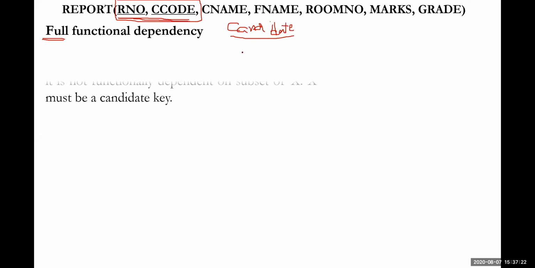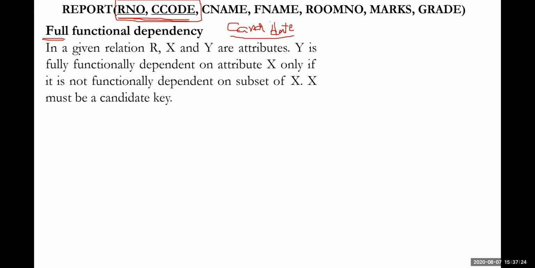Look at this. In a given relation, X and Y are two attributes. Y is fully functionally dependent on X if and only if it is not functionally dependent on any subset of X. Subset, in the sense that obviously two attributes are enforced with the primary key, then the subset will be.